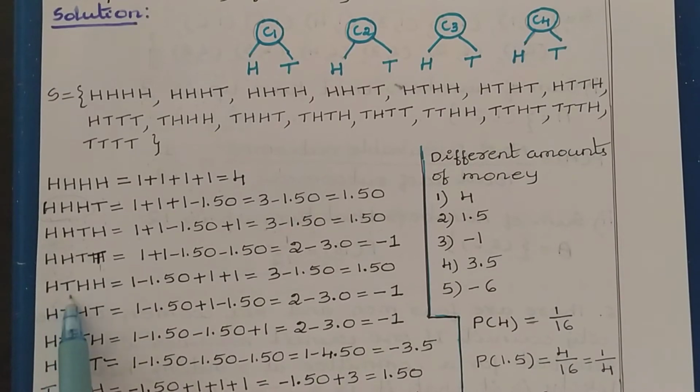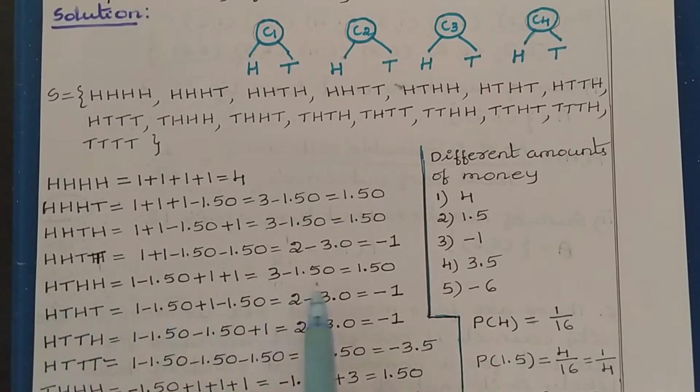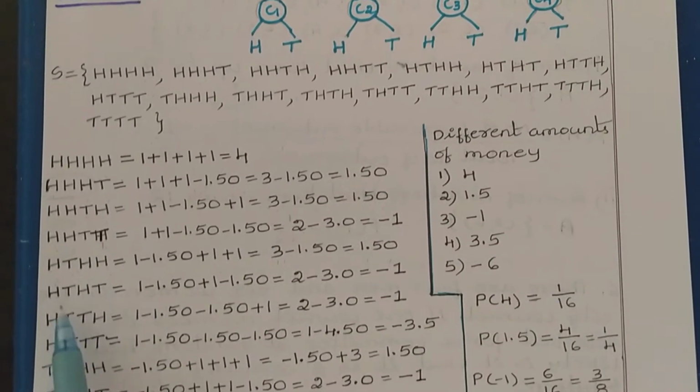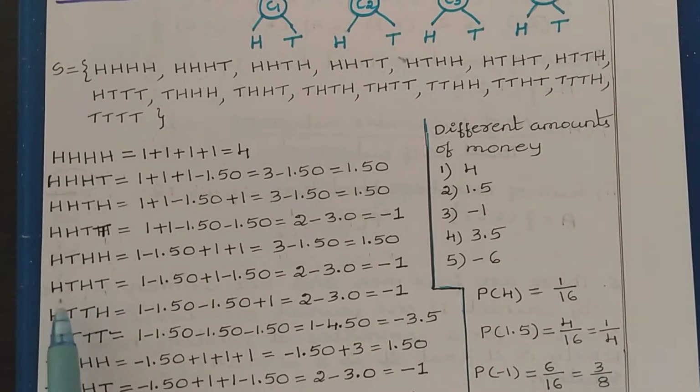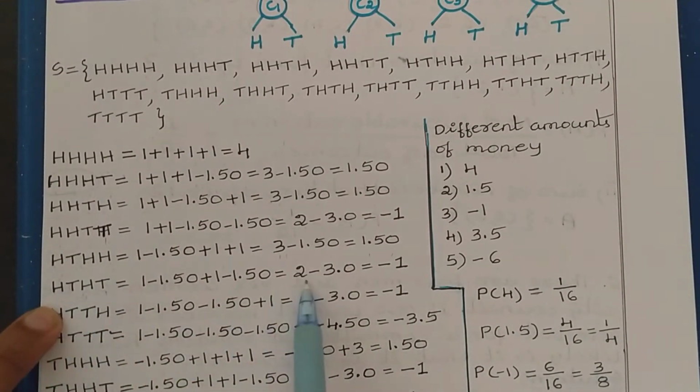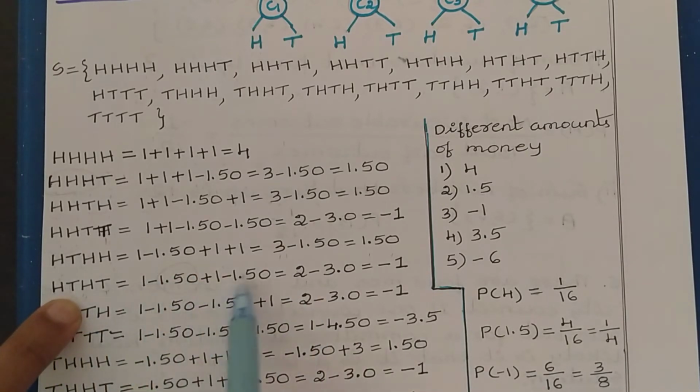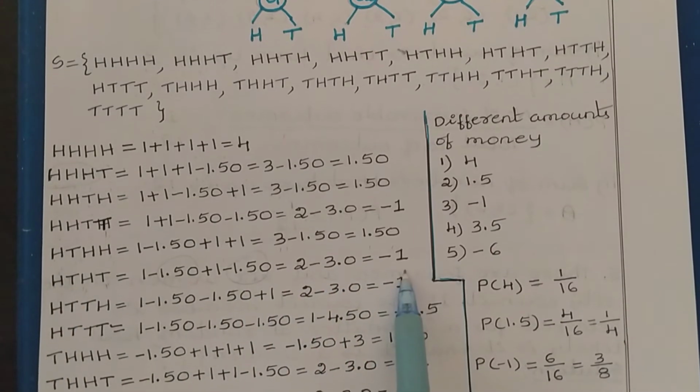Then head, tail, head, head. Here we have 3 heads. So 3 plus 1 plus 1 plus 1. Then 1 tail minus 1.5. So answer is 1.5. Next head, tail, head, tail. So here we have 2 heads. That means 2 plus 1 plus 1. Then 2 tails. So minus 1.50 minus 1.50. That gives minus 3. So here we get the answer minus 1.